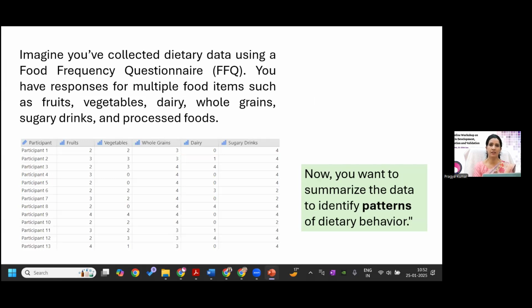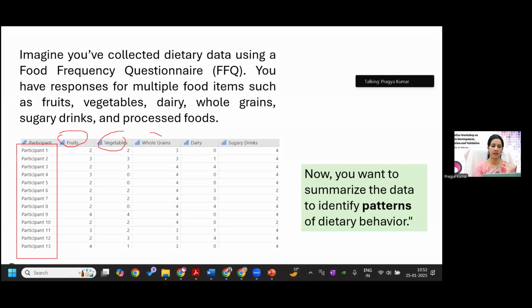So imagine in this case, just see this data set. What can you see here? These are the participants, these are the 13 participants, and these are the intake of those participants. This is the intake of fruits, this is the intake of vegetables. And in this article which we have shared, they have used a food frequency questionnaire where they have categorized the intake like less than a week, or twice in a week, or once in a month, depending on the food frequency questionnaire.